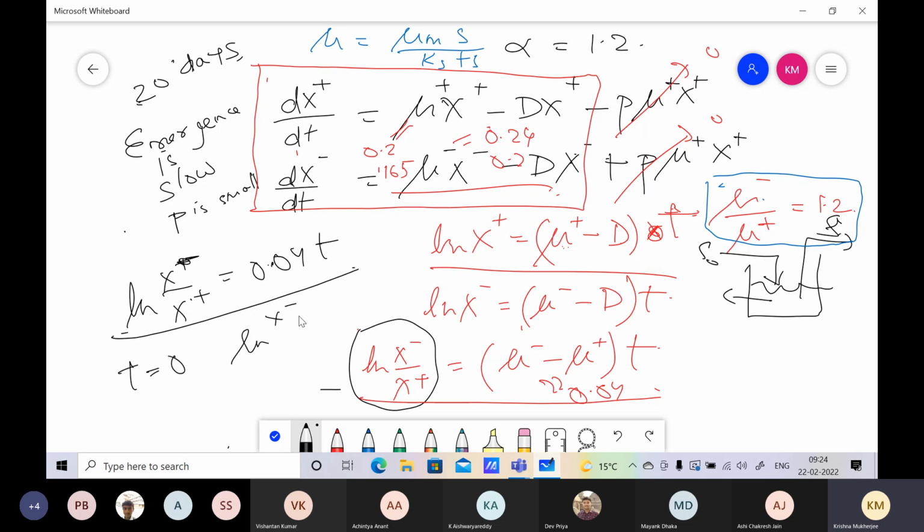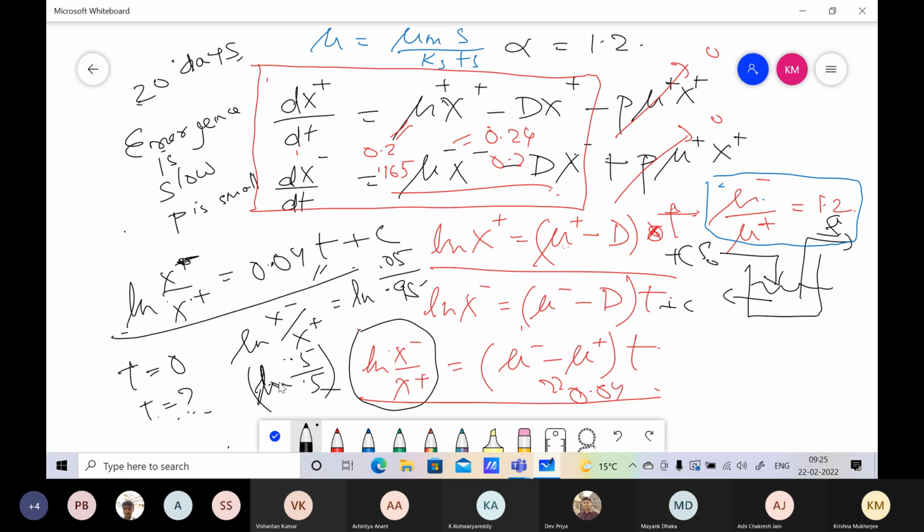ln of x minus upon x plus is nothing but ln of 0.05 upon 0.95. So obviously these solutions have a plus c here and a plus c here, so there's a constant to find out at t is equal to 0. And then we find out what is t when ln of x minus upon x plus is ln of 0.5 upon 0.5, which is actually just 0. So what is the time when this term becomes 0?